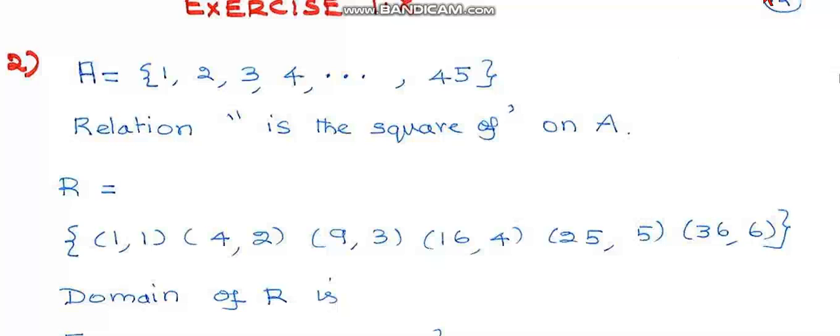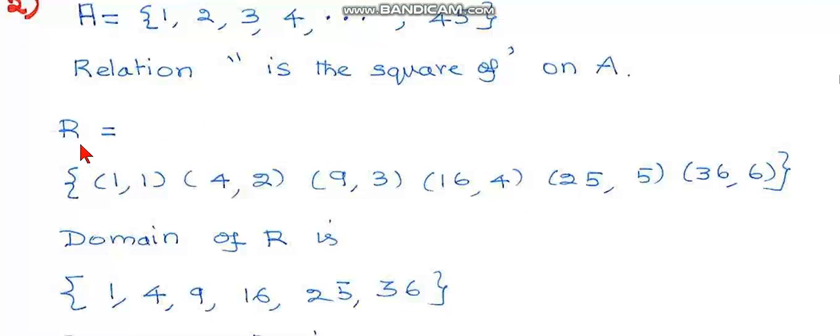Exercise 1.2 question number 2. Set A is given: 1, 2, 3, 4, and so on up to the last element 45. The relation is "is the square of" on A. On A means from A to A. Now we have to write the relation R as a subset of A cross A.